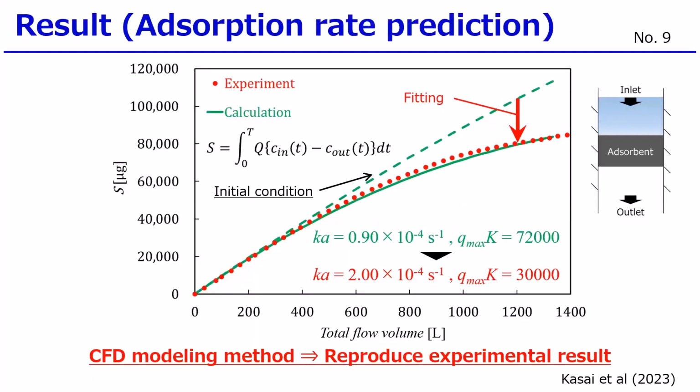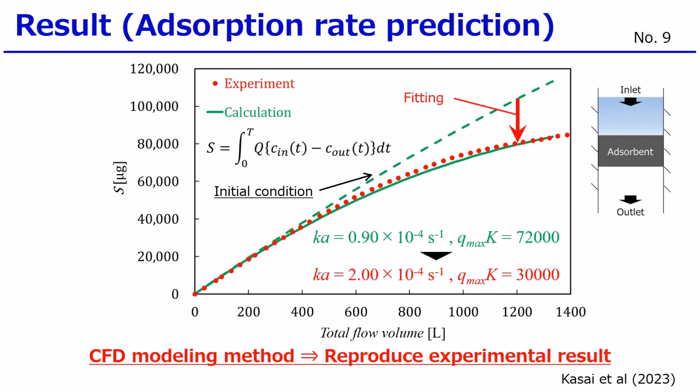This is the result. First, I talk about the adsorption rate prediction. This graph shows the relationship between the sedimentation amount of impurities and the total flow volume. The sedimentation amount is represented by this equation, and this red dotted line shows the experimental result, and these green lines show the calculation result.